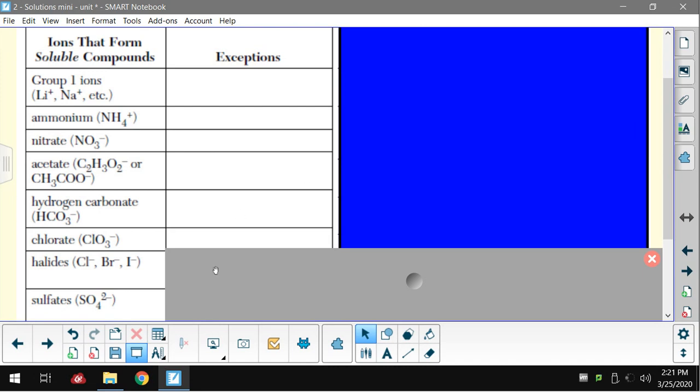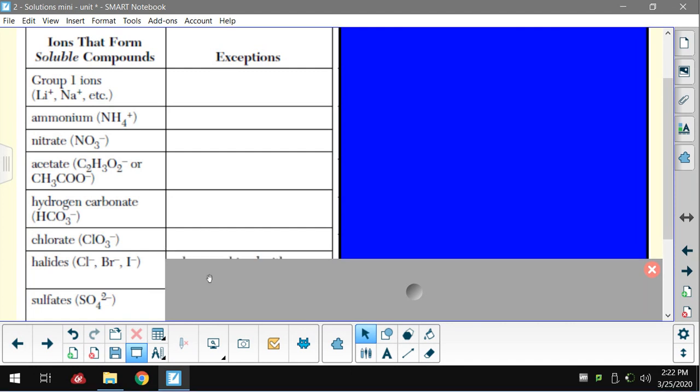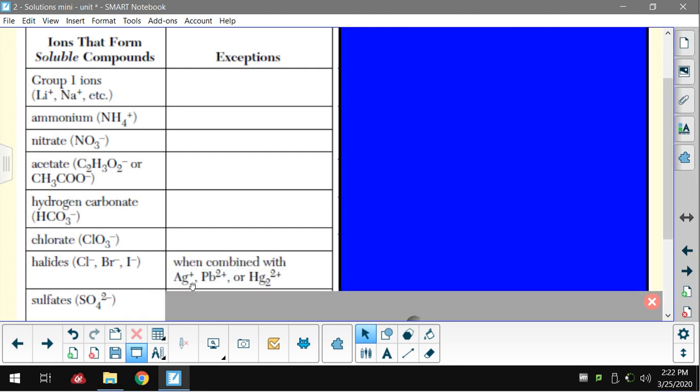Now, the next ones here are the halides. Almost every single halide, like sodium chloride, for example, that's a halide. Sodium fluoride, potassium iodide, those are all soluble. The only exceptions are three: silver, lead 2, or mercury 1. I know you're saying, wait, that's mercury 2. No, it's two mercury atoms that are together that are plus 2. It's called mercury 1 or dimercury.